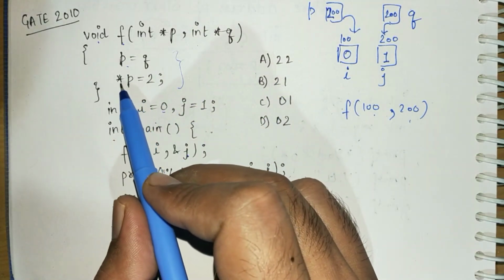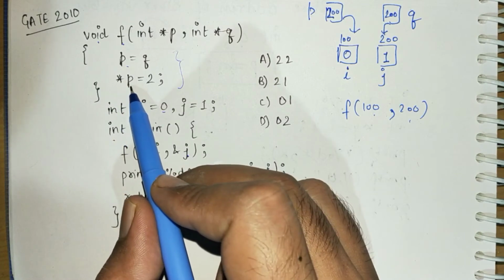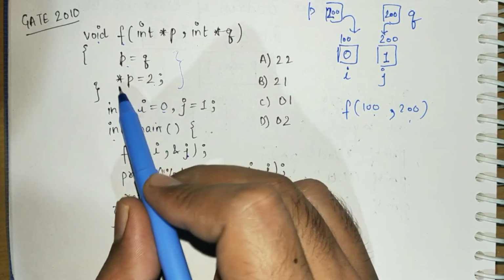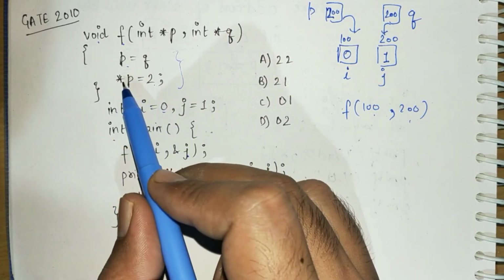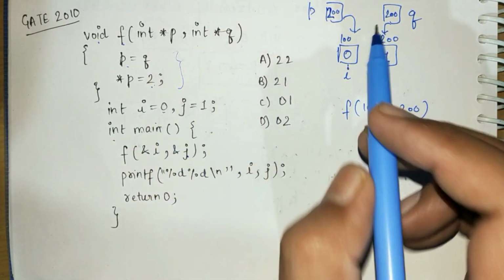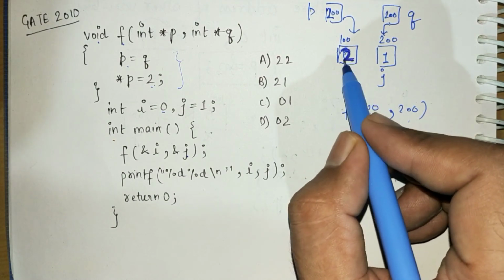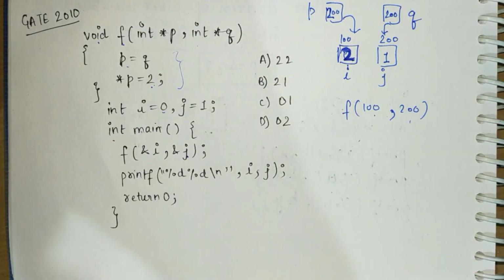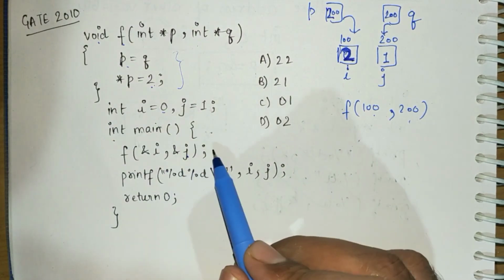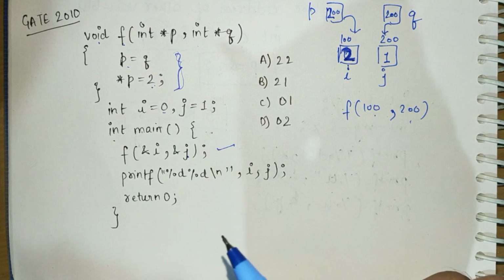And after that, star p, which means whatever p is pointing to, becomes 2. 2 is copied to whatever p is pointing to. So p is pointing to I, and I becomes 2 after that. So we store here 2 after this line of code. So after that, this function call is complete because we have executed all of the lines of the function's body.